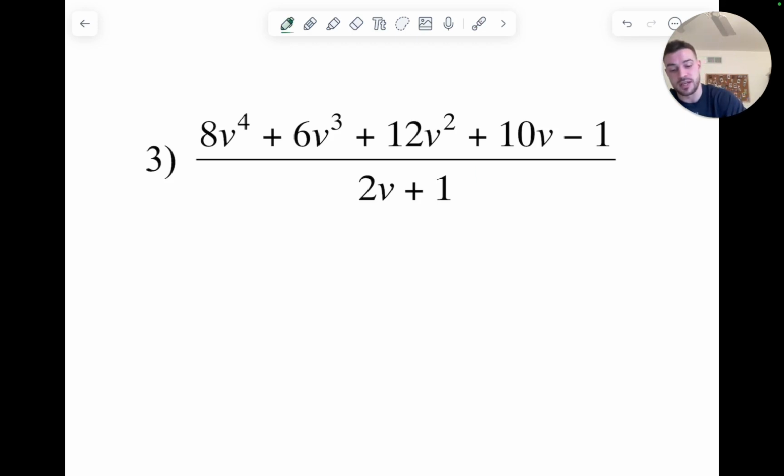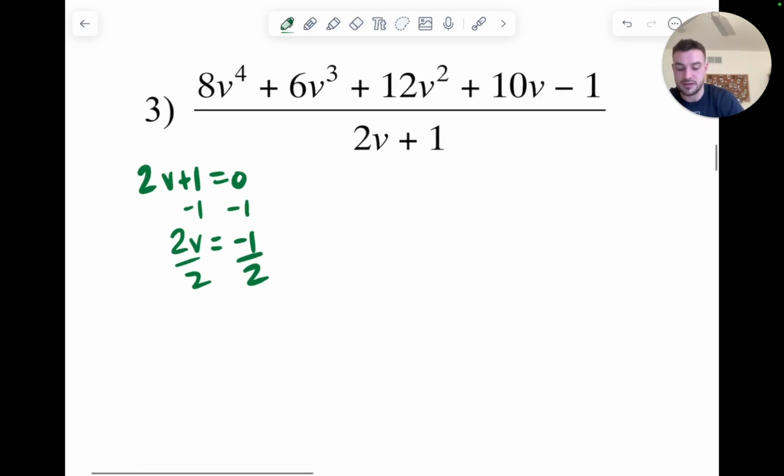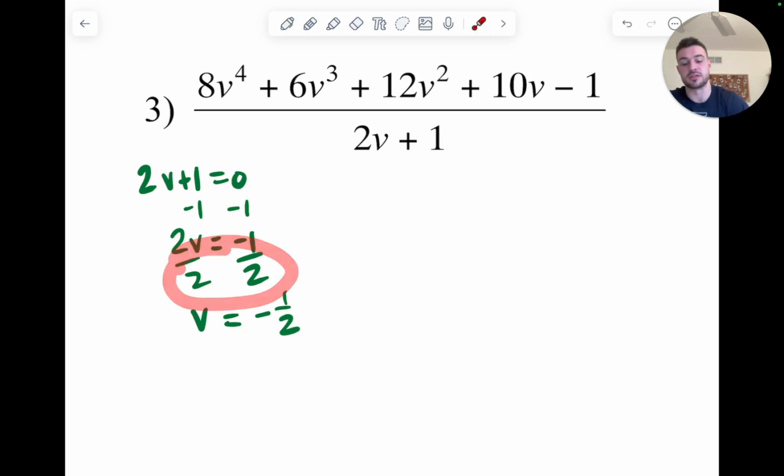So I am going to take 2v plus 1 and set it equal to 0. I'm going to subtract 1 over so I can solve for v. I get 2v equals -1, divide by 2 to get v equals -1/2. So now this is the value that I am going to do my division with. We're going to have to talk about this dividing by 2 a little bit later on, so we'll come back to it.